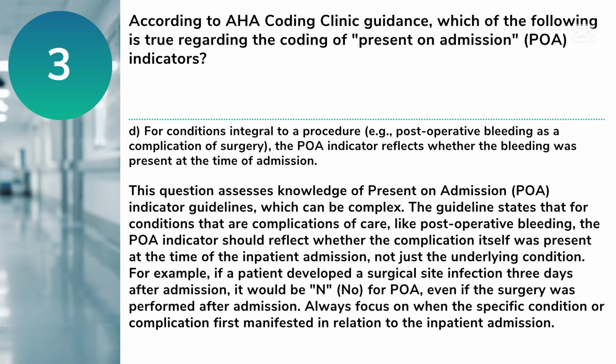Answer: D. For conditions integral to a procedure, e.g., postoperative bleeding as a complication of surgery, the POA indicator reflects whether the bleeding was present at the time of admission. This question assesses knowledge of present on admission, POA, indicator guidelines, which can be complex. The guideline states that for conditions that are complications of care, like postoperative bleeding, the POA indicator should reflect whether the complication itself was present at the time of the inpatient admission, not just the underlying condition.